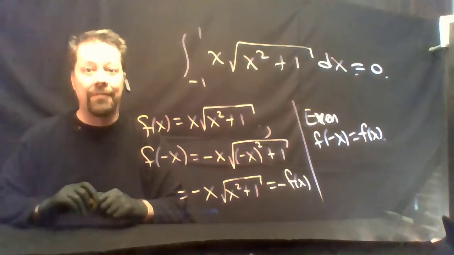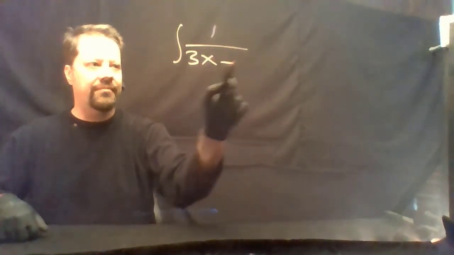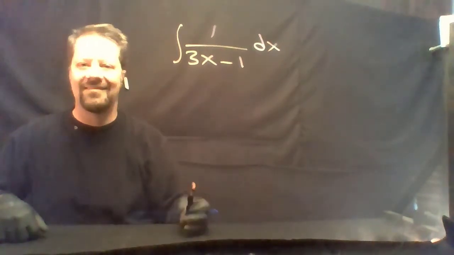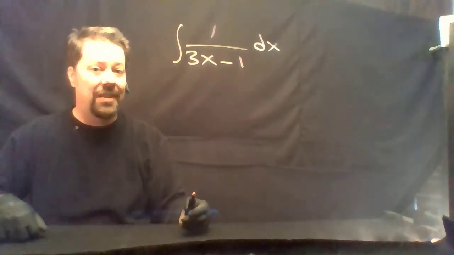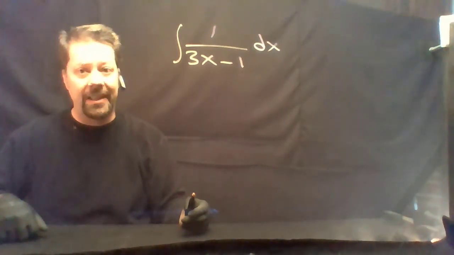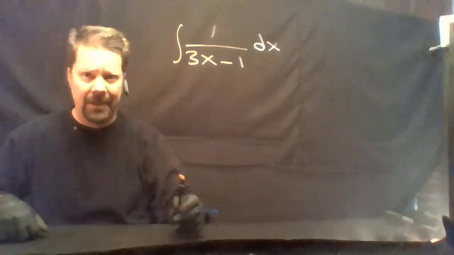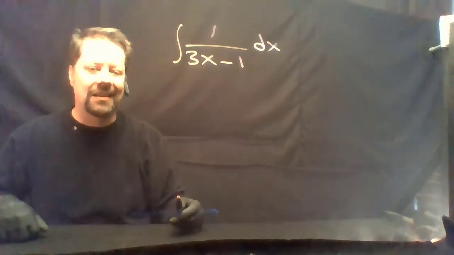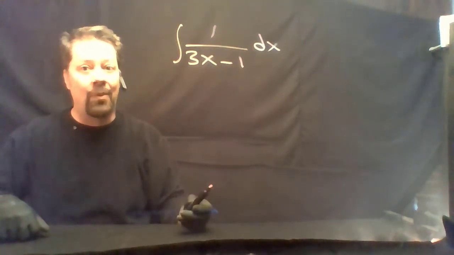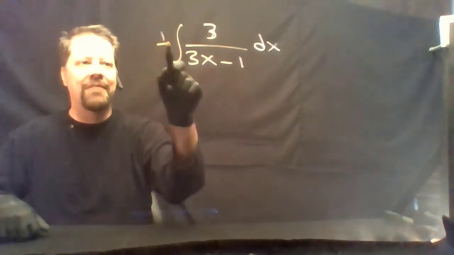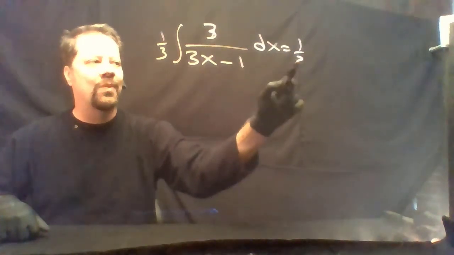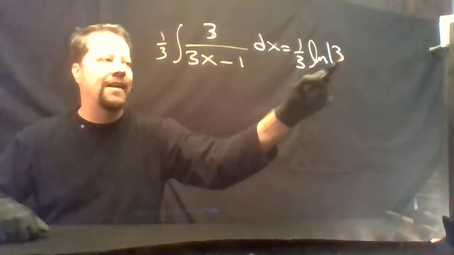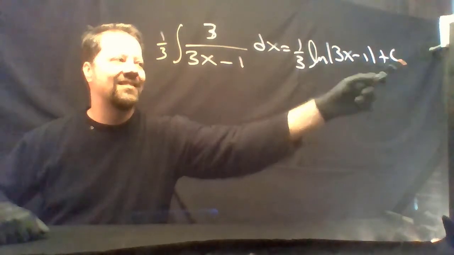It's true for functions. What if I'm integrating 1 over 3x minus 1? Note that the derivative of the denominator is 3. I'm missing a 3 on top. I wish it were of the form f prime over f, but it's not. But I get what I want. I'll just have to pay for it. So the answer is 1/3 log absolute value 3x minus 1 plus c.